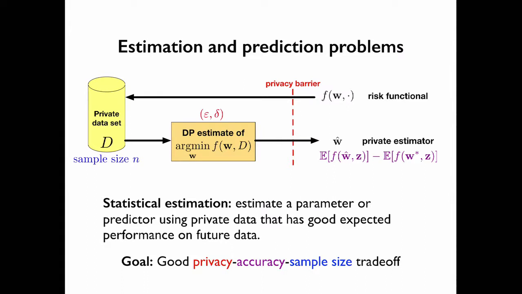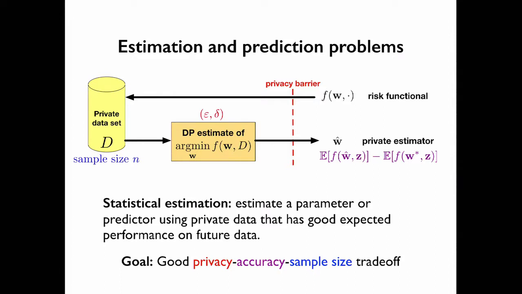And so this algorithm is going to have to take the private data and this risk functional and somehow find a way to minimize the risk in a differentially private way. And the goal is to minimize the excess risk. That is, if I produce an estimator W hat that's differentially private, I'd like to have its risk be close to the optimum risk, which is represented by W star here.